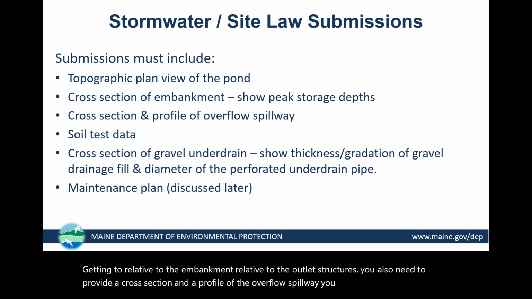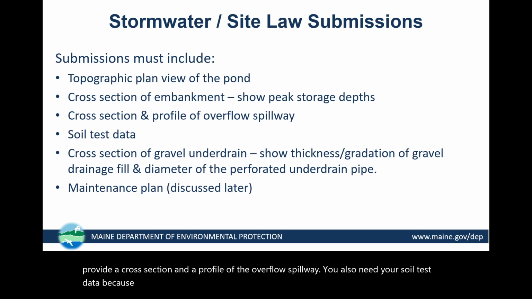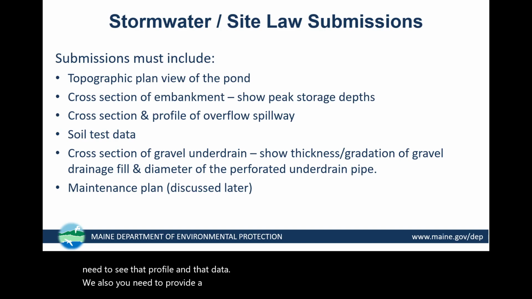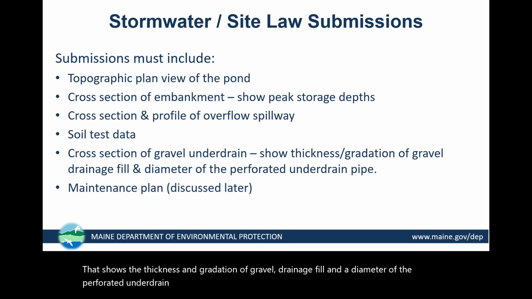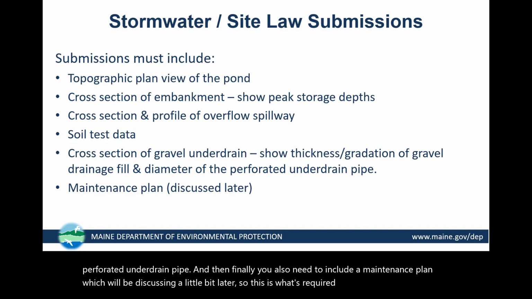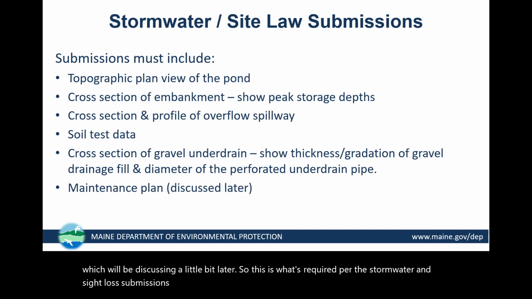You also need your soil test data because, again, it's a stormwater control measure. You need your soil test pits, so we need to see that profile and that data. You need to provide a cross-section of the gravel underdrain that shows the thickness and gradation of gravel drainage fill and a diameter of the perforated underdrain pipe. And then finally, you also need to include a maintenance plan, which we'll be discussing a little bit later. So this is what's required per the stormwater and site law submissions section of Chapter 500. I encourage you to go back and read that.